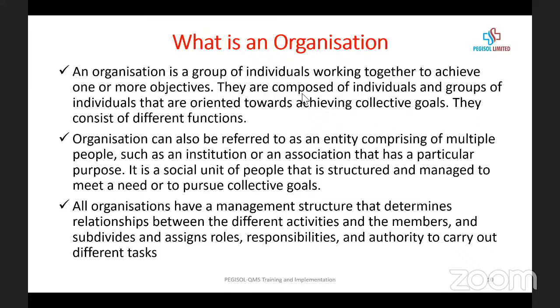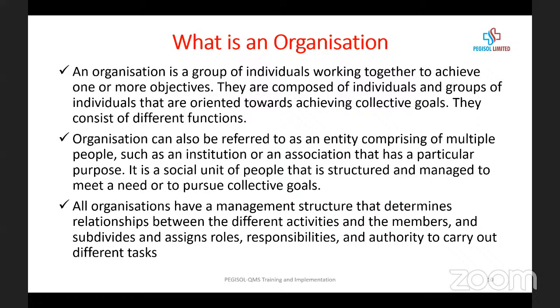Organization can also be defined as an entity comprising multiple people, such as an institution or association, that have a particular purpose, a particular objective. It could be a social unit of people that is structured and managed to meet a need or pursue a collective goal. The word organization, as the name of something, is a noun.